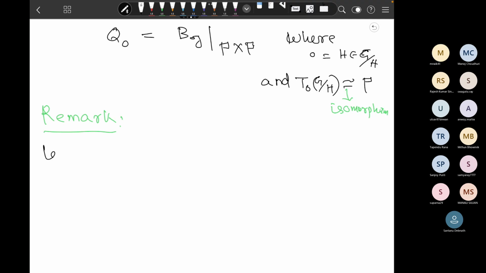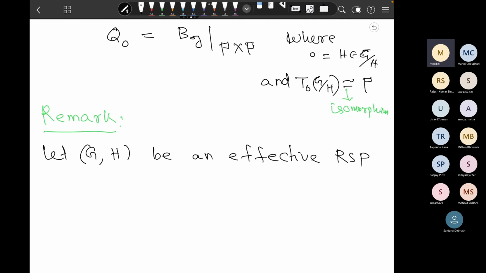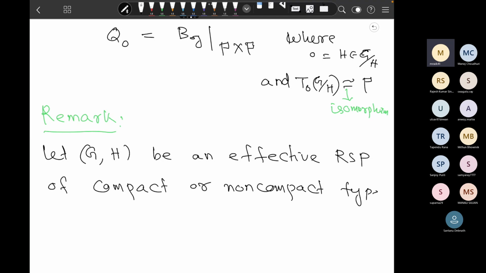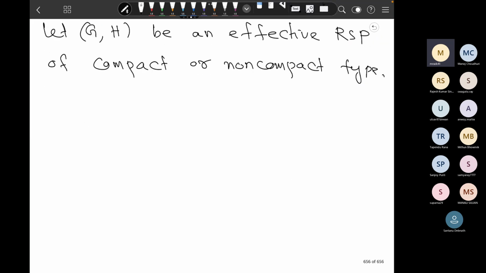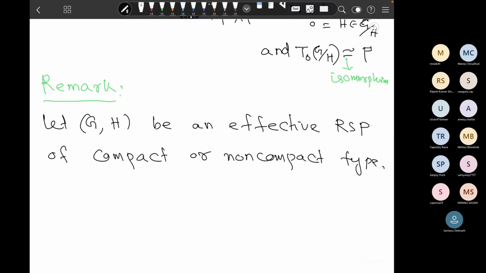So, let G, S be an effective Riemannian symmetric pair of compact or non-compact type. Then unless specified, if you are not specified about the Riemannian structure of G mod H, then you will always assume that the Riemannian structure on G mod H is induced from the Killing form.